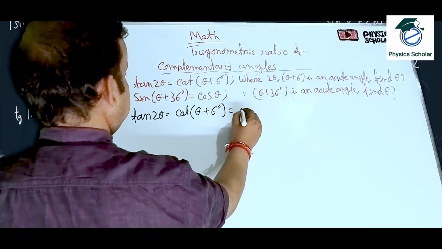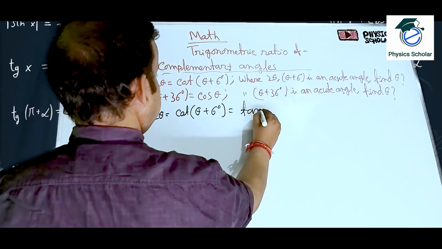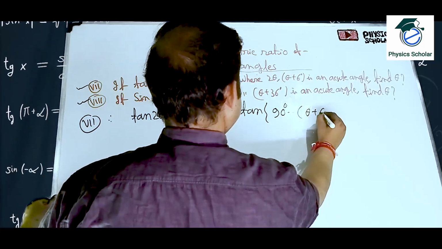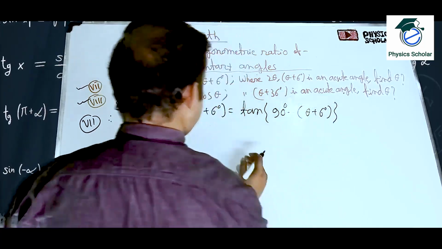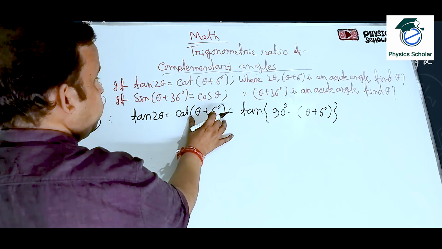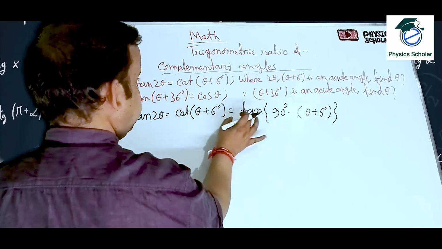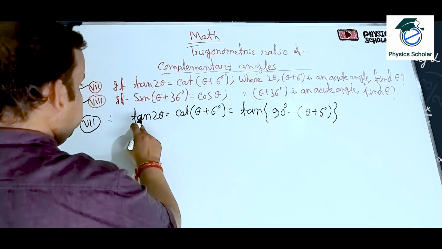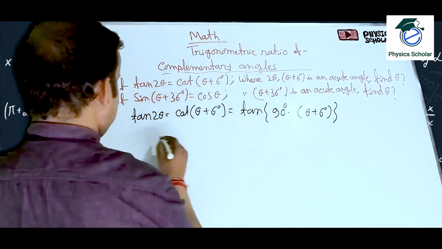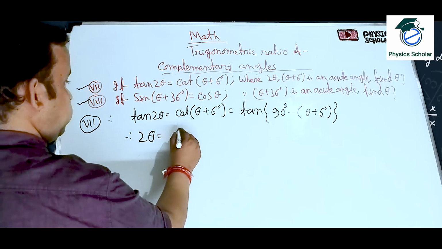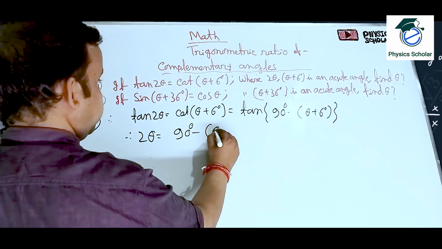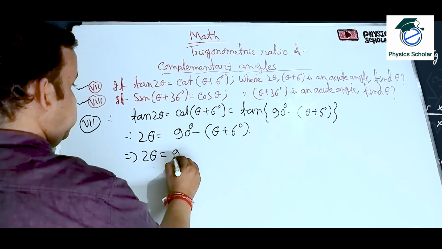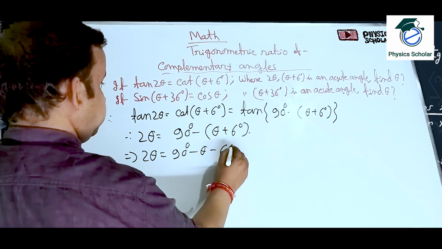Is equal to tan, what you can write? 90 degrees minus theta plus 6 degrees. Okay. So this whole thing we can assume as phi. So cot phi is equal to what? Tan 90 degrees minus phi, that means cot phi. Clear? So now tan 2 theta is equal to tan of this. So we can write 2 theta is equal to 90 degrees minus theta plus 6 degrees. Okay. So 2 theta is equal to 90 degrees minus theta minus 6 degrees.